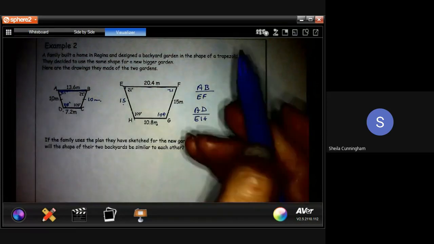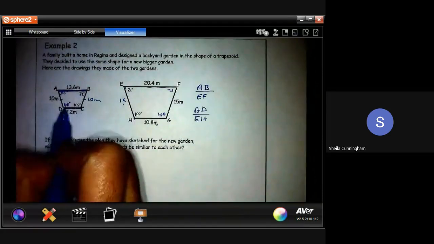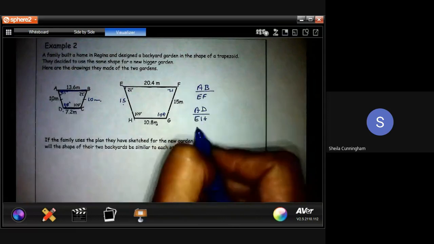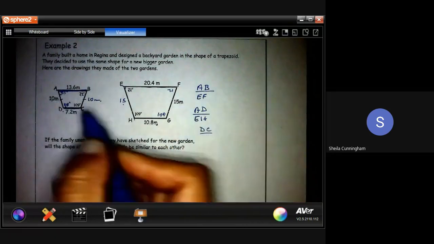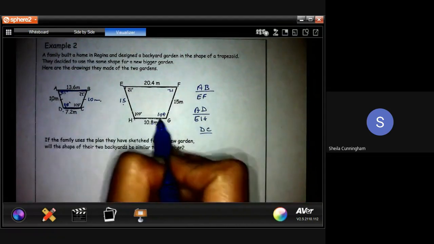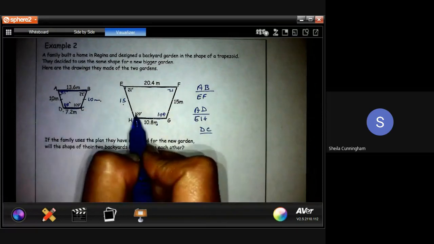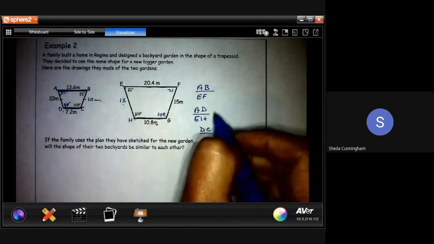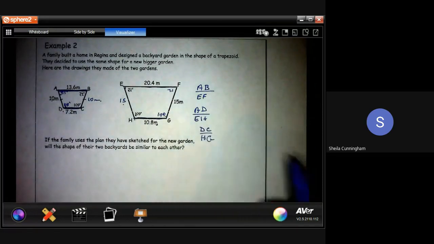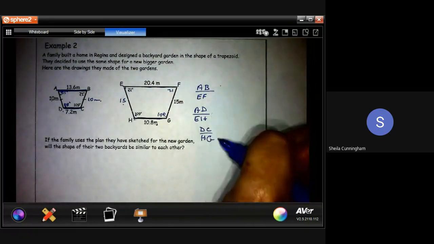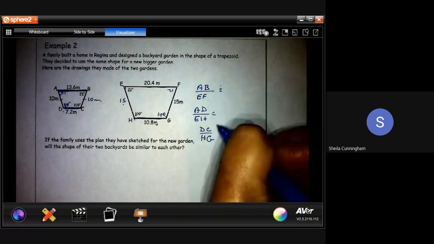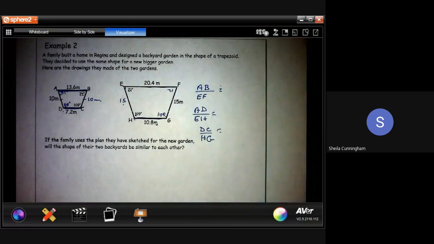But I also have to account for the bottom of this trapezoid. So I'm looking at DC, which relates to HG at the bottom, since it's 109, 109, 109, 109. I have to make sure that all three of these side ratios equal the same value in order for these to be similar.